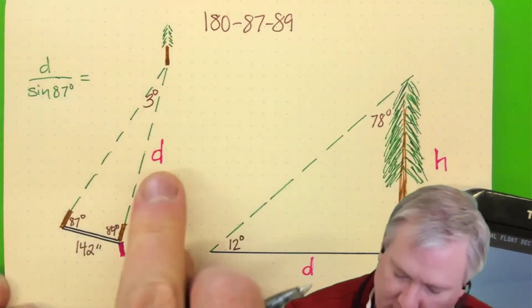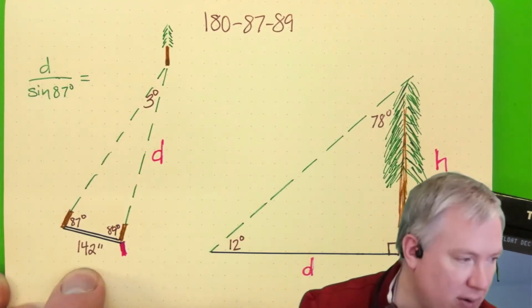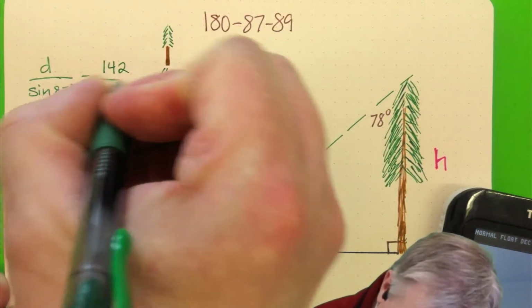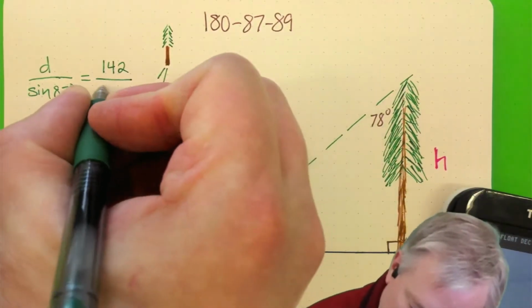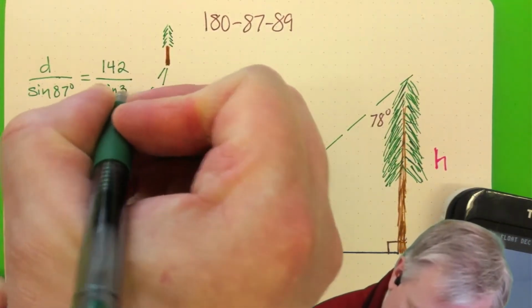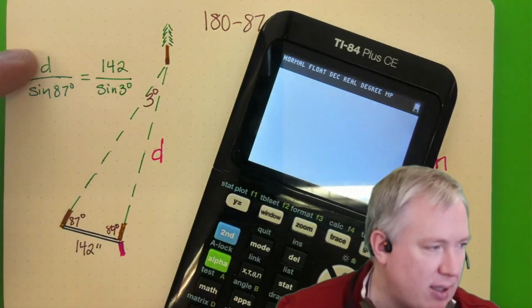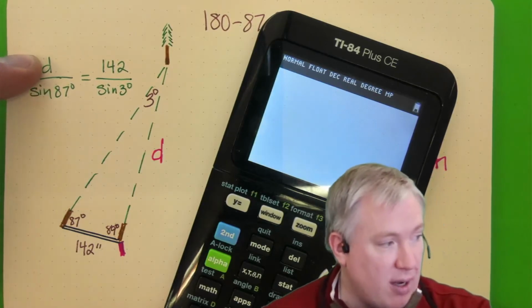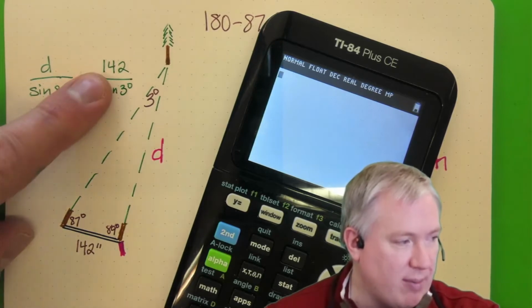And that equals, so d over sine of 87 equals, and then I pick the side I do know, in this case 142 inches, and I divide it by the sine of the angle across from it, so the sine of 3 degrees. Okay. And then on my calculator, because this is just the distance divided by sine 87, in order to solve where the unknown is being divided, I just need to multiply. I just need to times sine 87 times that thing.